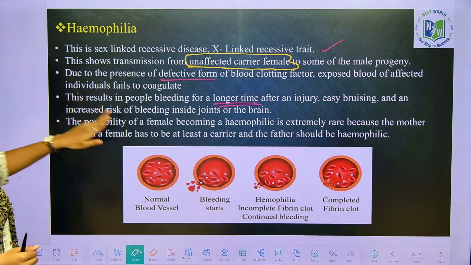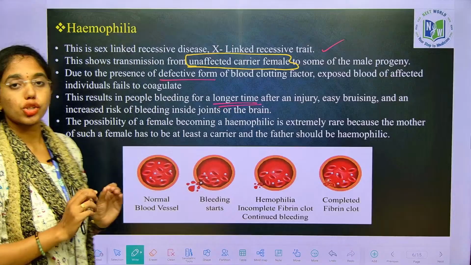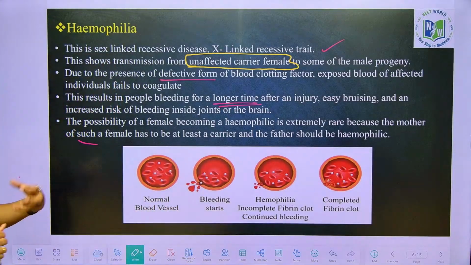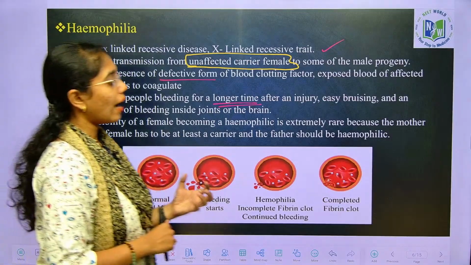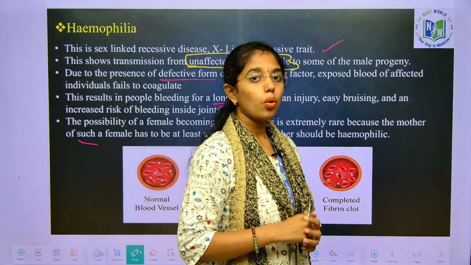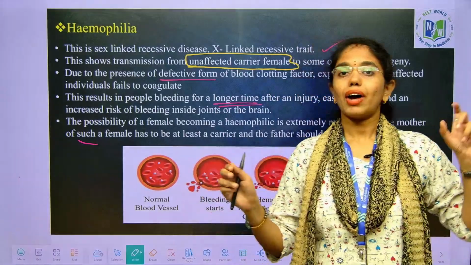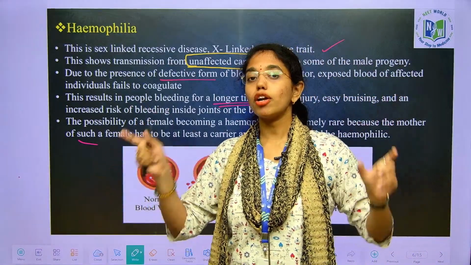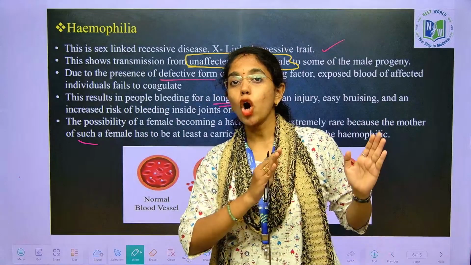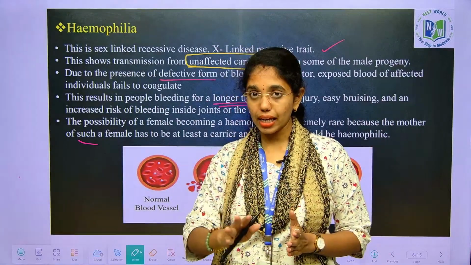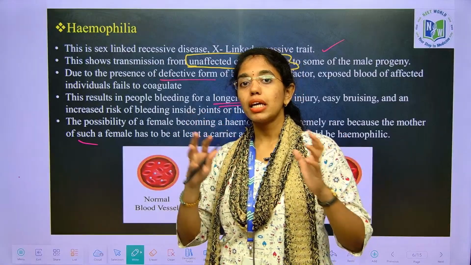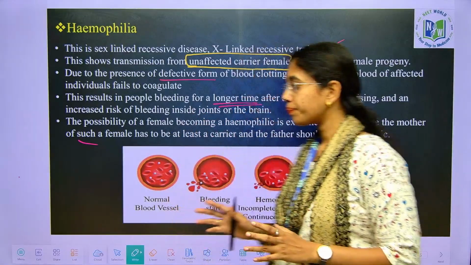The possibility of a female becoming hemophilic is extremely rare because the mother of such a female has to be at least a carrier and the father should be hemophilic. When a female gets the disease, the father should be hemophilic and the mother should be a carrier at least. Then only you can see the offspring being homozygous for the disease and observe the disease in females. Female progeny being hemophilic is very rare.